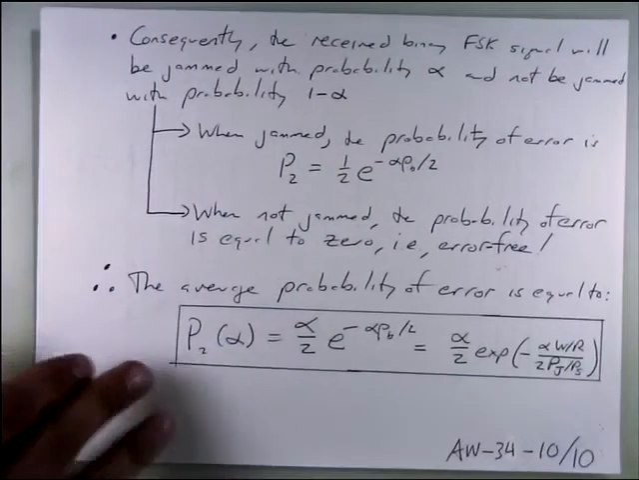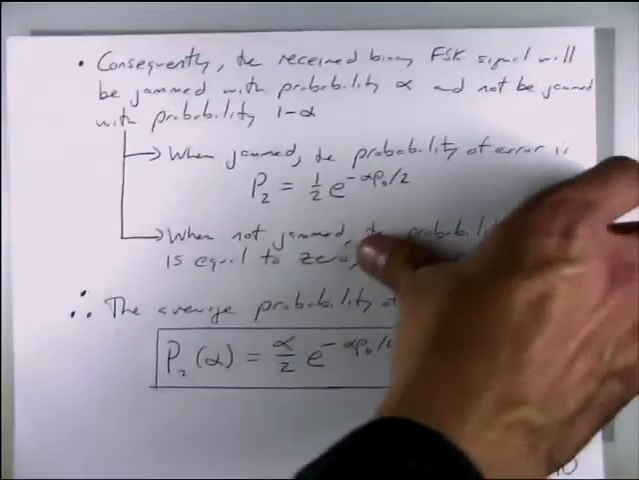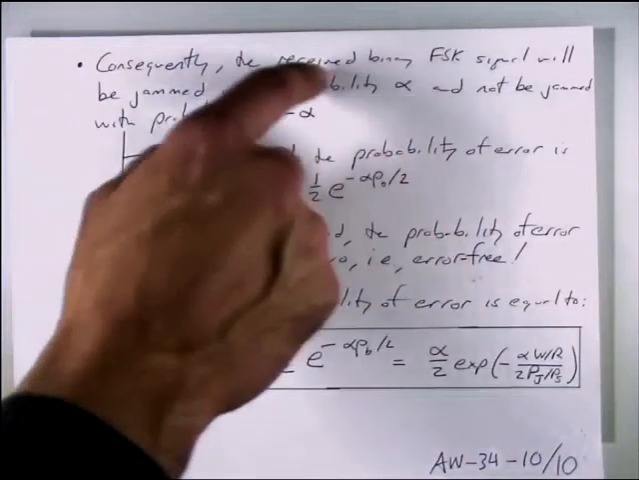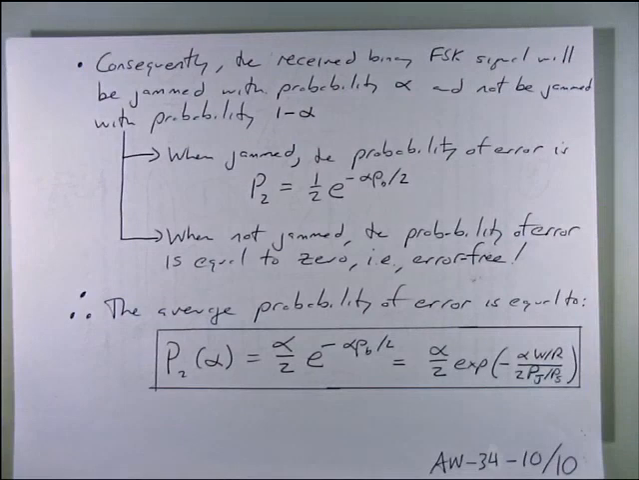If we do the math and plug that J naught in, with that duty cycle, we'll see that the received binary FSK signal will be jammed with probability alpha. This term tells you how much of the spectrum is affected across frequency, not time. Remember, we talked about pulse jamming in the book, and there were a few homework problems on that. That was temporal, where we're trying to figure out the duty cycle, how long the pulse jammer lasts out of the entire time period. This is the percentage of the bandwidth where the frequency hopping is happening that is being interfered with by this jammer.